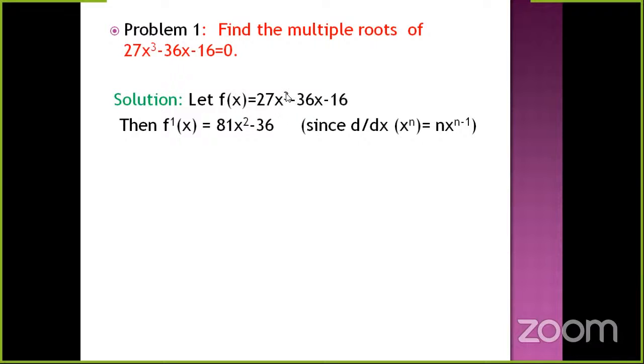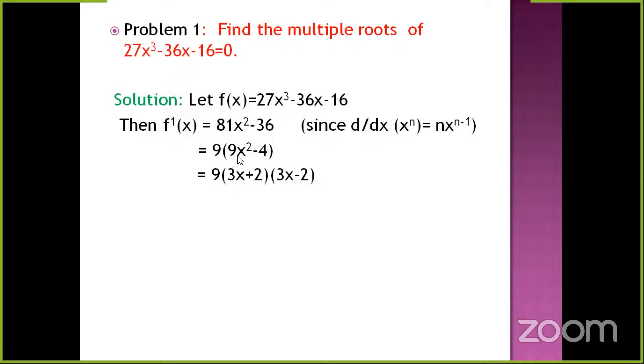What is the differentiation of x cube? You get 3x square. So 27 into 3x square, that is 81x square. Next, d by dx of x, that is 1. So minus 36 into 1, minus 36. And the differentiation of a constant term with respect to the variable will be equal to 0. Since x is not there, the value of d by dx of minus 16 is 0. Is it clear? So what is the value of f dash of x? 81x square minus 36. Taking 9 common, I will get 9 into 9x square minus 4.